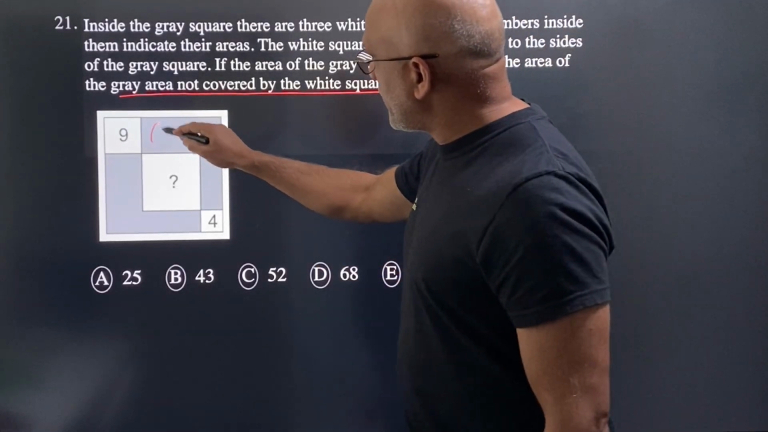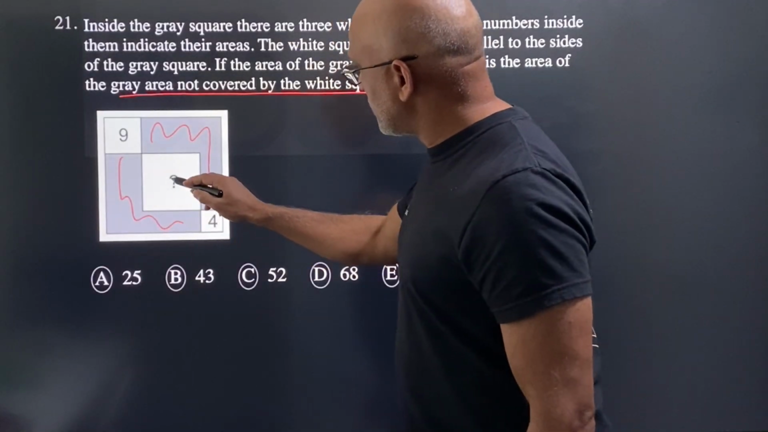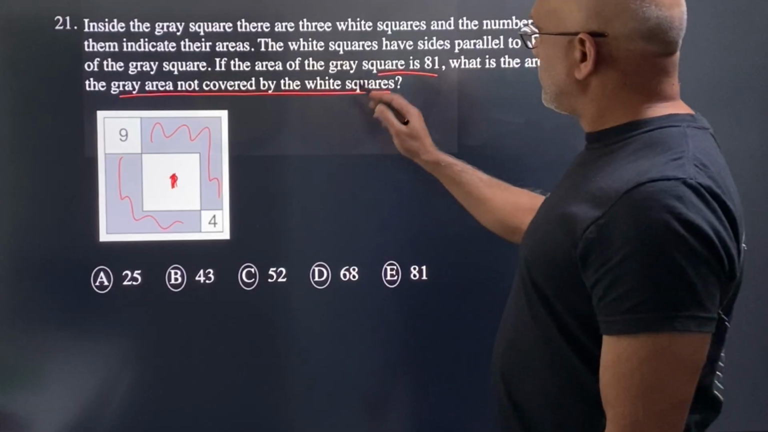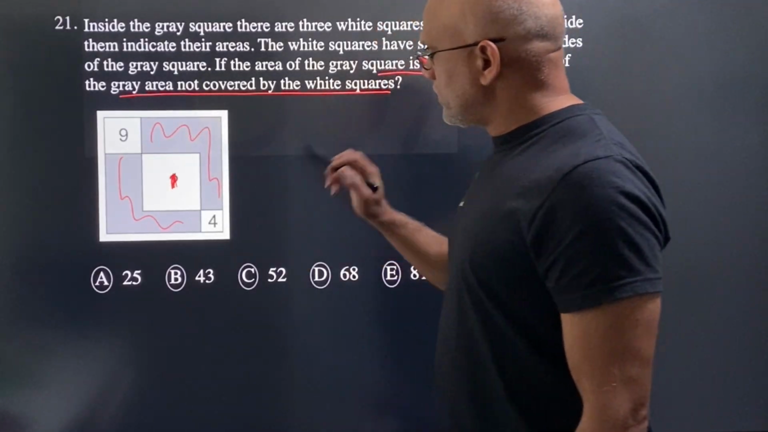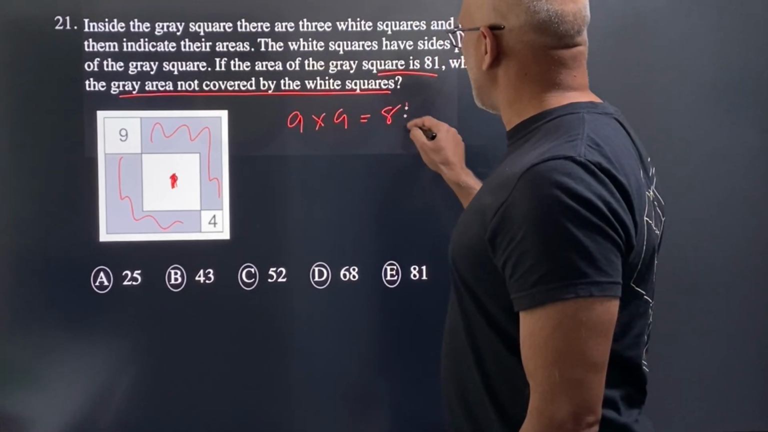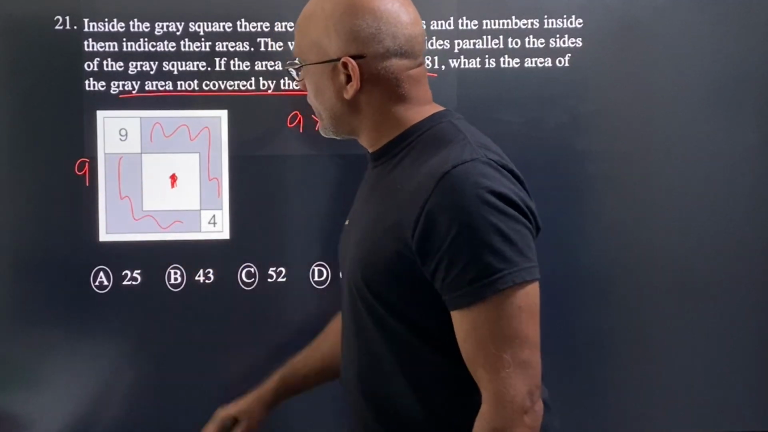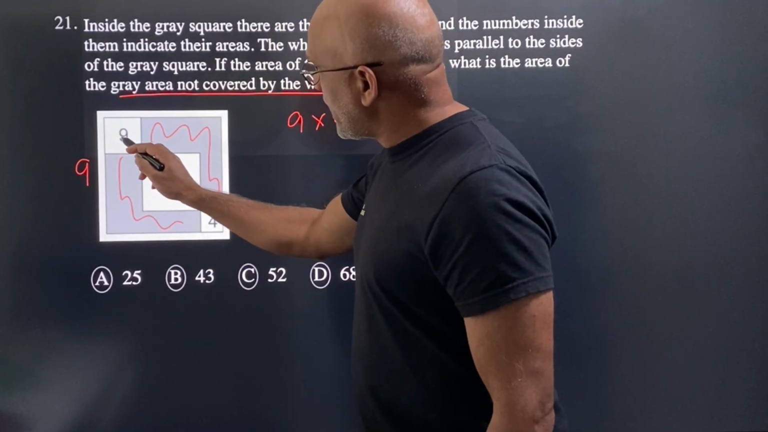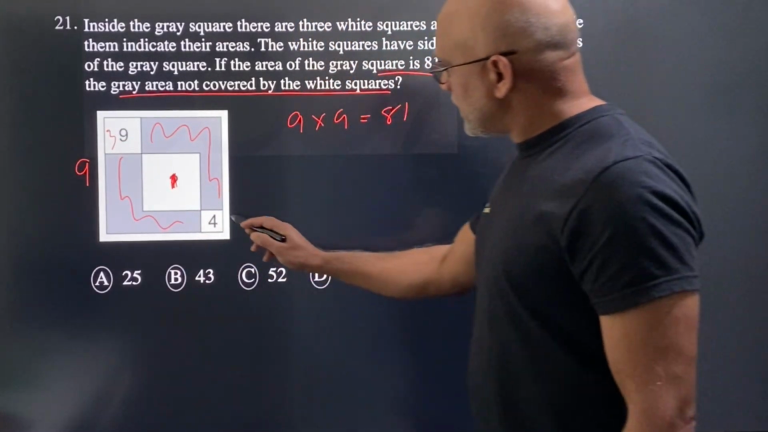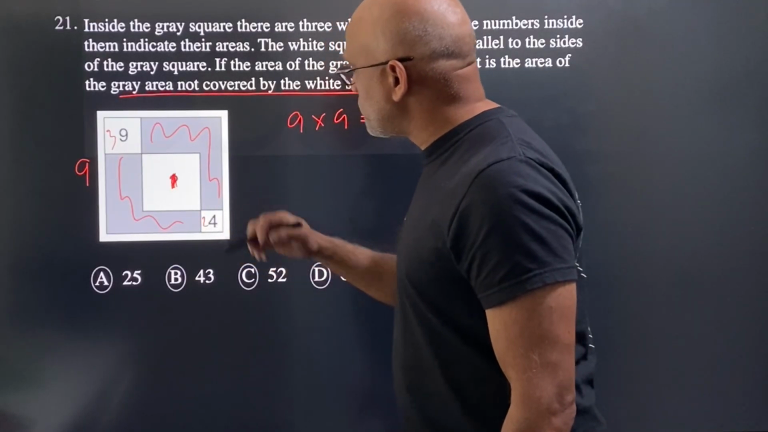That means what is the area of this and this? So it's not asking this, by the way. Okay, so this whole area is 81. So that means the side has to be 9. So 9 times 9 is 81. So this whole length has to be 9. Since the area is 9 here, this side has to be 3. 3 times 3 is 9. Since the area is 4, the side length has to be 2, because 2 times 2 is 4.